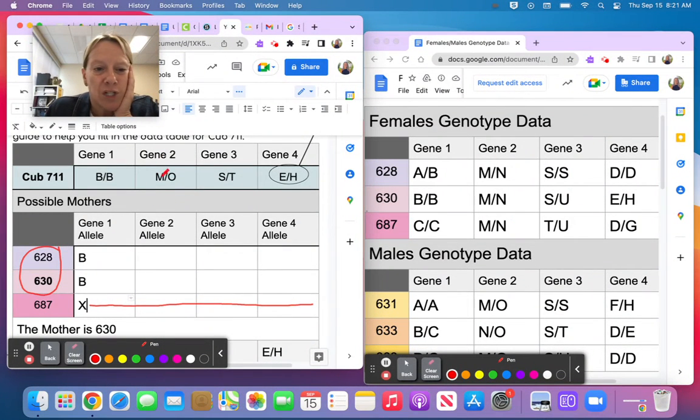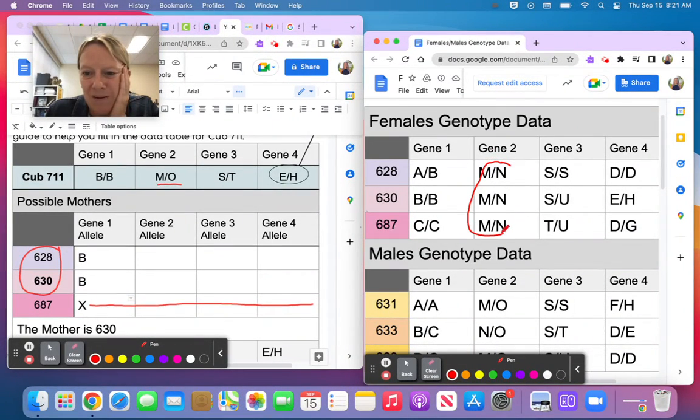So for gene 2, cub has an M and an O allele. So it got an M from its mom or dad and an O from its mom or dad, one from the other. You don't know which is which. It's not like the first one's the mom and the second one's the dad. So we're going to now look at our females. Oh, wow. Well, look at this. Every mom has the same alleles here. So that's not super helpful for this gene.